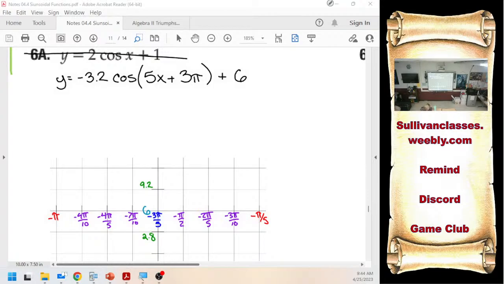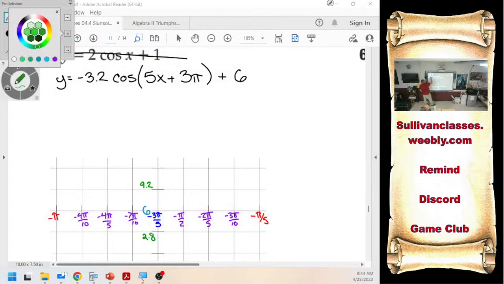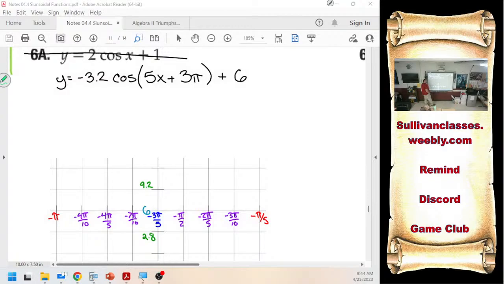Then, cosine normally starts where? Midline or maximum. And this has a negative in front of it, so it's a vertical reflection, which means I'll actually start at my minimum and then do the dance. Middle up, middle down. Middle up, middle down.